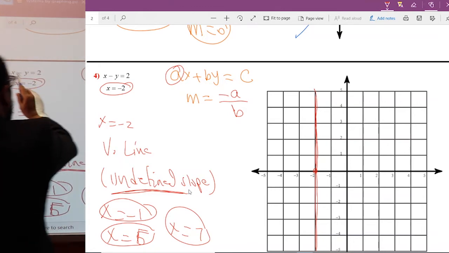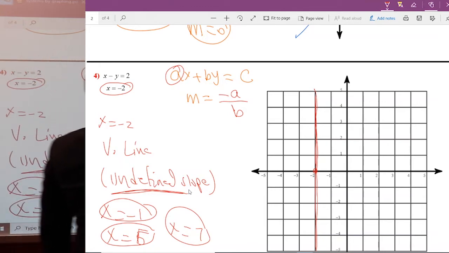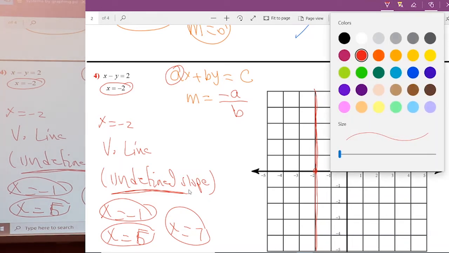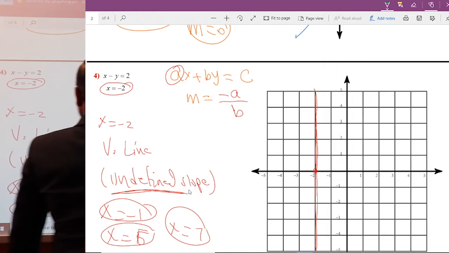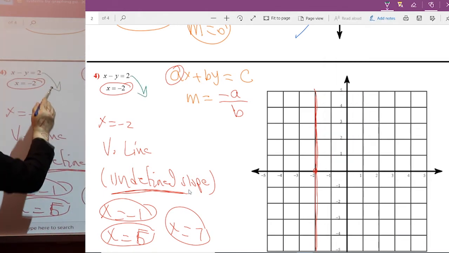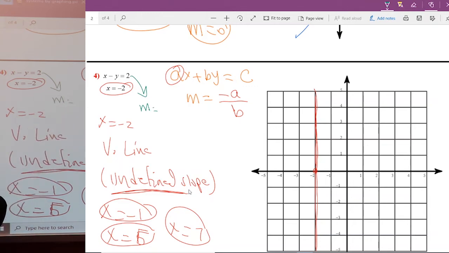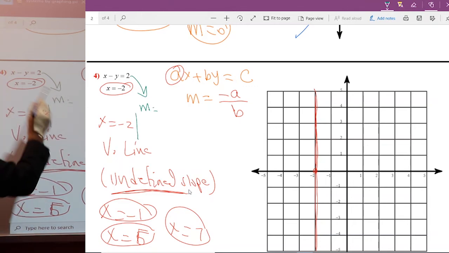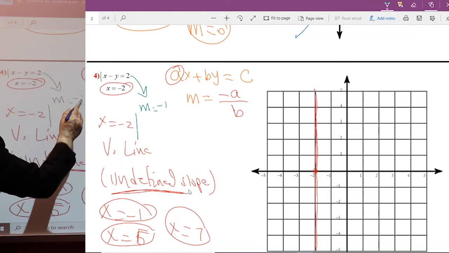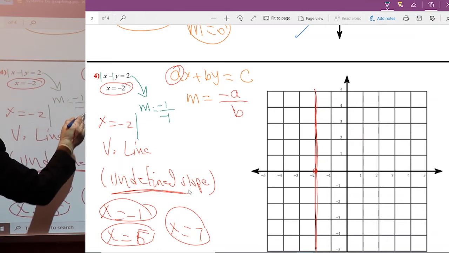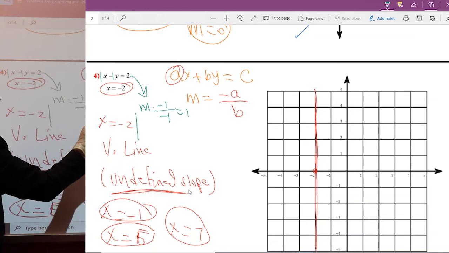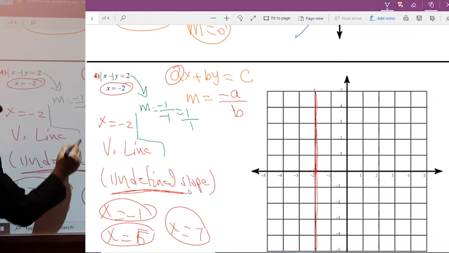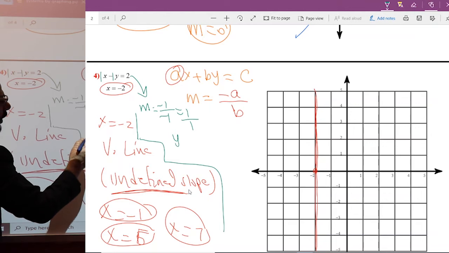Now the question is for the first one. Apply this rule. Let me take the green. I like the green. What is my slope for this one? What we have here is 1 with x, negative 1 over what? Negative 1. You see, the x coefficient is 1, we take the opposite. The y coefficient is negative 1, we leave it. The slope is equal to 1, no denominator.